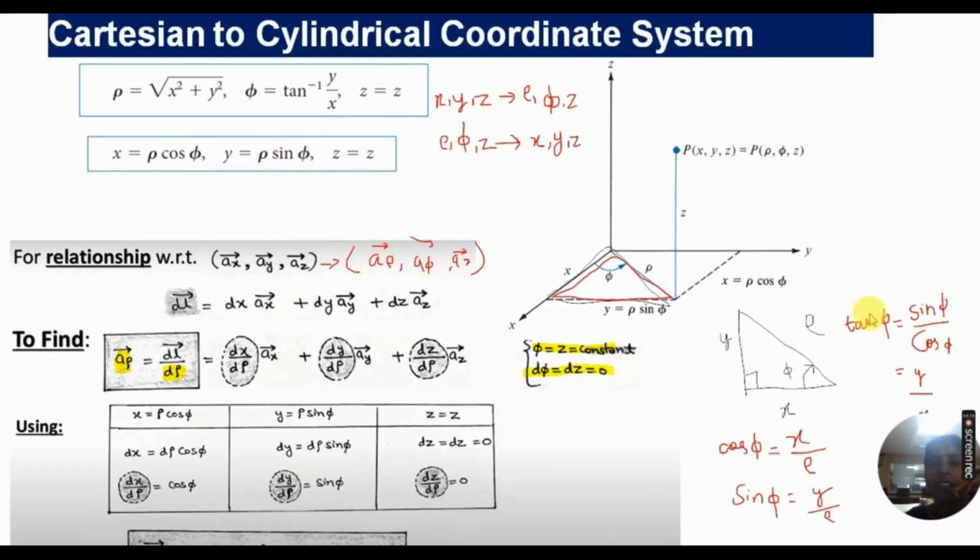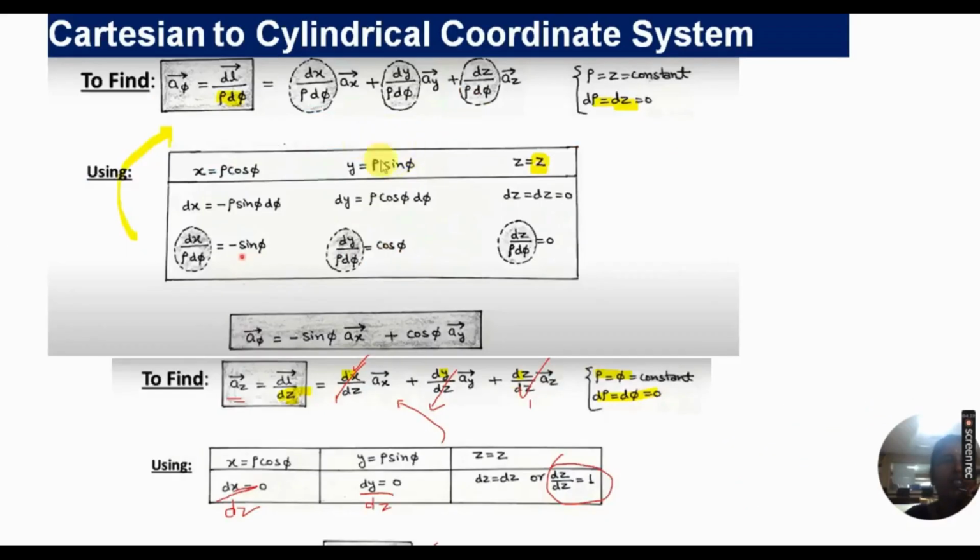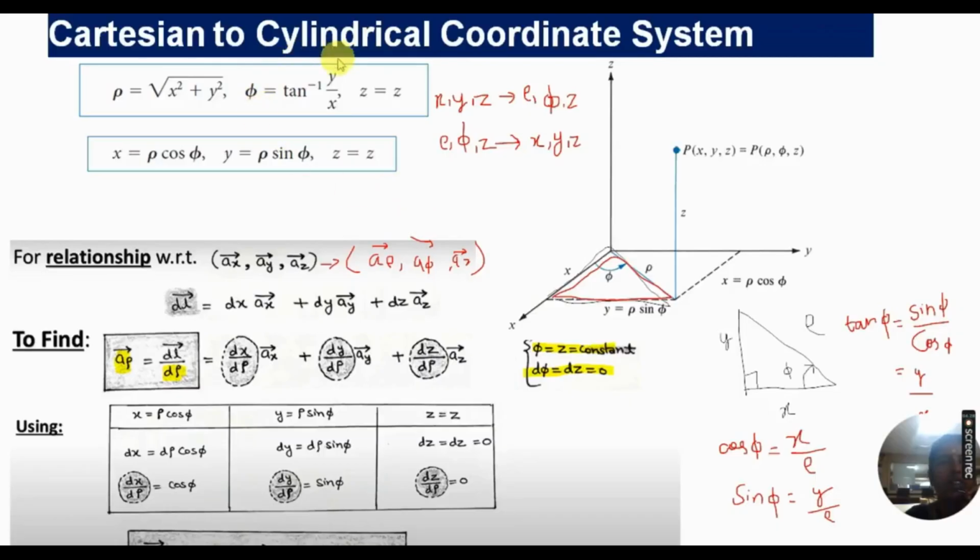If I want to find the angle, I take tan phi, which is nothing but sin phi by cos phi. So y by rho divided by x by rho, the rho cancels, and the result is y by x. So phi equals tan inverse of y by x. If I want to find the value of rho, the radius of the cylinder, it is just the root of x square plus y square, by applying the Pythagoras theorem. So these are the relations between the coordinate points.